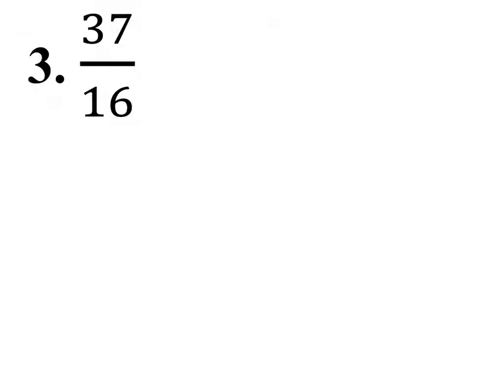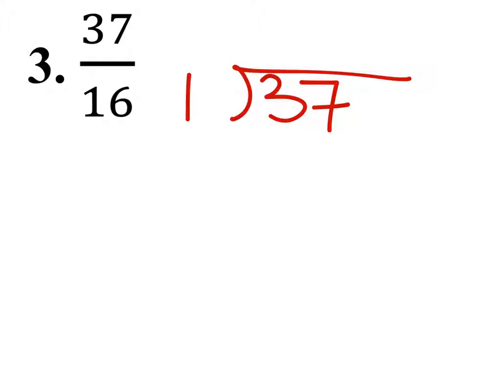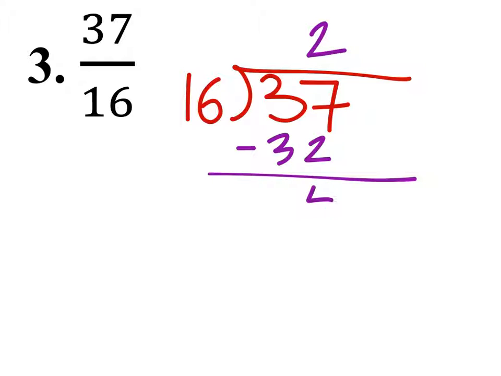Here we got 37 divided by 16. This could have been written as a mixed number, but we got an improper fraction. That's okay. 16 will go into 37 twice. 2 times 16 is 32. And I subtract, and I got 5. Well, 16 won't go into 5, so I'm going to tack on another 0 and make that 50. So 16 will go into 50 3 times. 3 times 16 is 48.